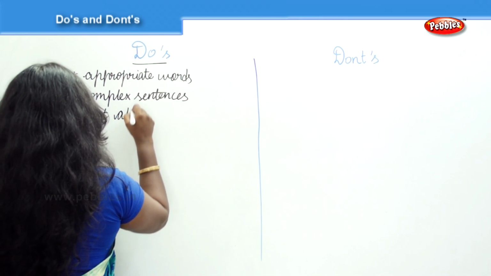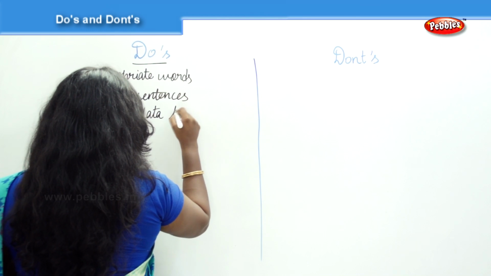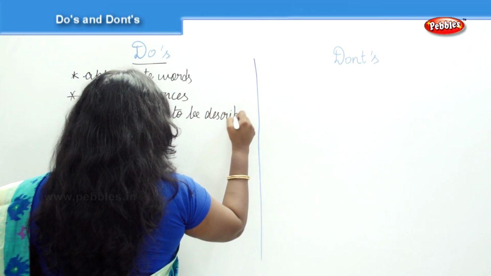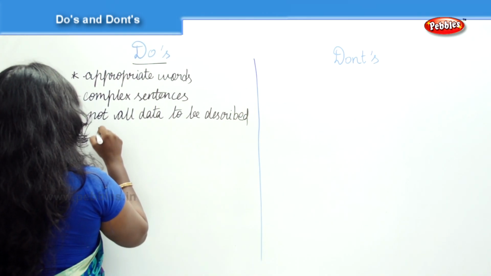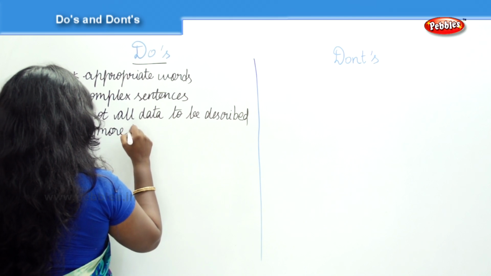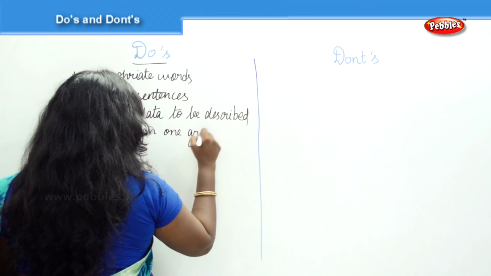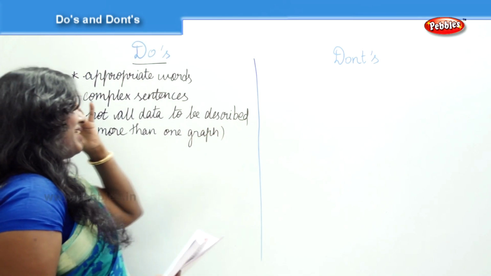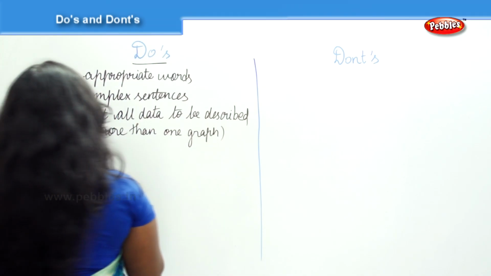Not all data needs to be described. When not all data is required to be described is when you have more than one graph. One graph or one picture, more than one graph or one picture. You need not add all the data that is being given. Whatever is required can be taken.